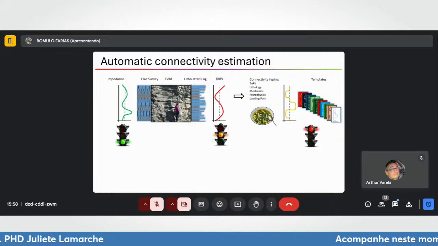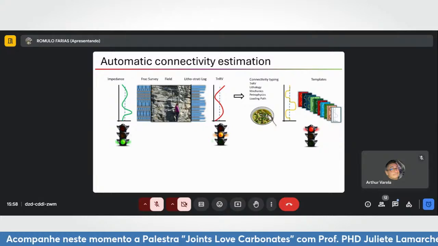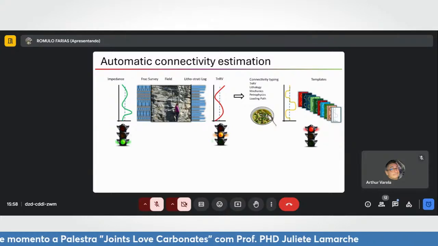At the moment, this is done. This is on a good way, and this is not done because I still have to find many outcrops in different facies and different conditions.